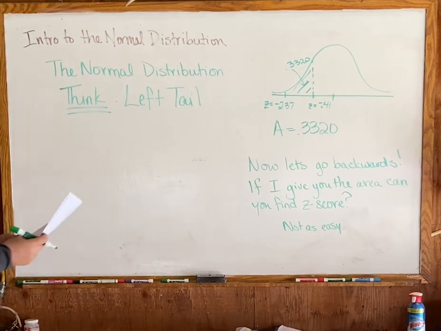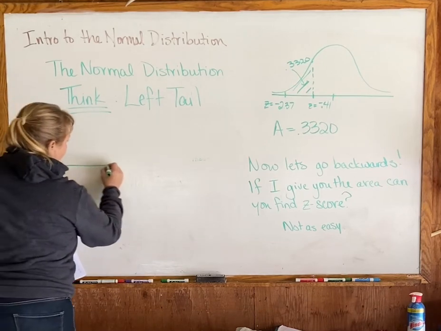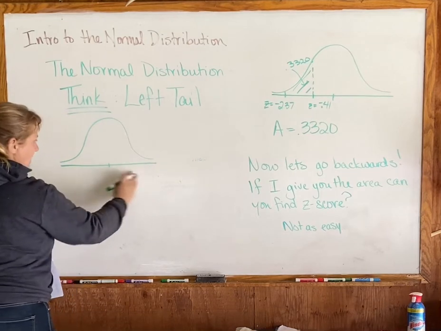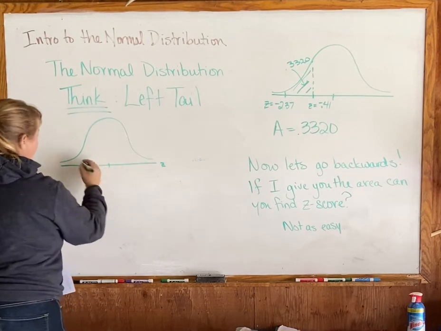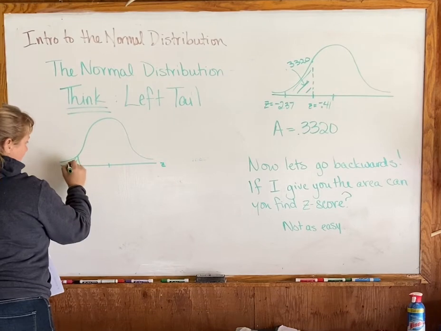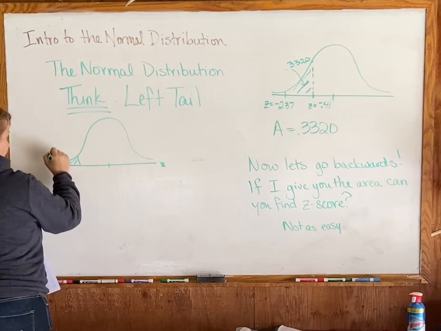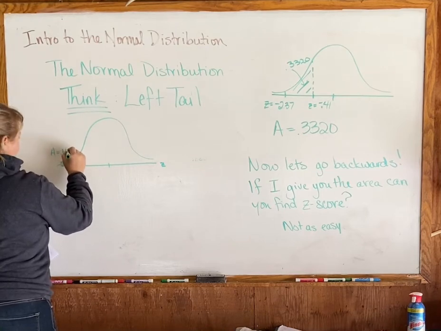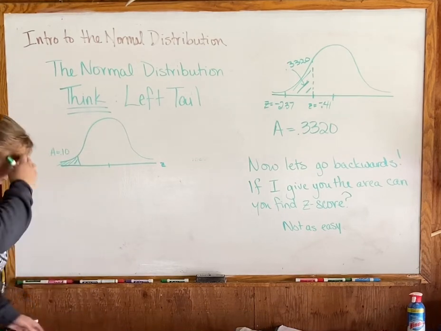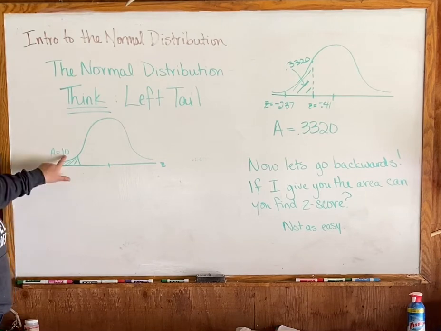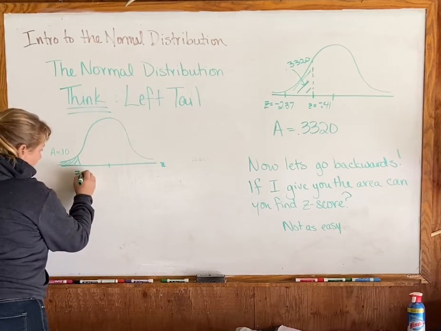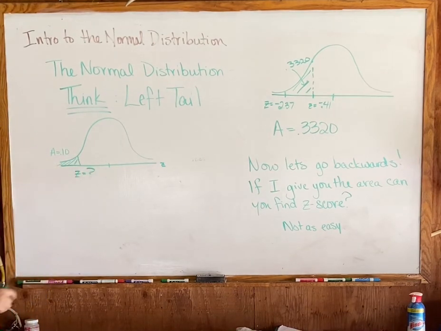Okay, so let's say that they gave you a graph, and instead of giving you a z-score along here, so instead of giving you a z, they're going to give you an area. So they're going to shade in a tail there, and they're going to say that this tail, let's see, what is it? 0.10. So if that area is 0.10 or 10%. Now what we want to find is this z-score. What does that z-score equal?